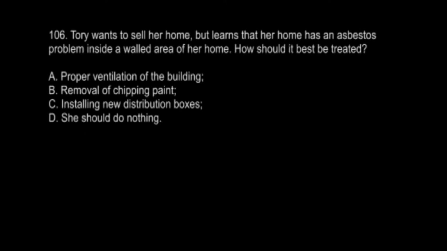106. Tori wants to sell her home, but learns that her home has an asbestos problem inside a walled area of her home. How should it best be treated? A, proper ventilation of the building; B, removal of chipping paint; C, installing new distribution boxes; D, she should do nothing.